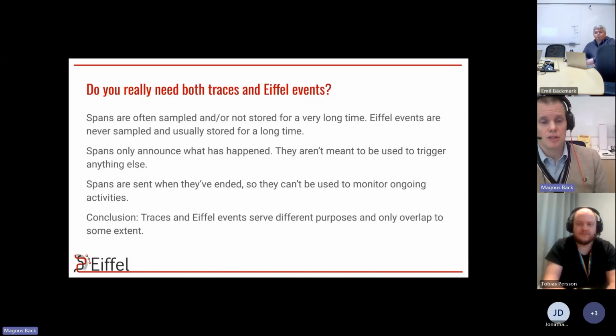So my conclusion would be that traces and Eiffel events might both be needed. They serve different purposes and have different properties. They do overlap in technology and in intent, but it's legitimate that they both exist because of the different needs they serve. So if you might want to use both of them, since they deal with related concepts, how could we still connect them in some way? And how would that be interesting?